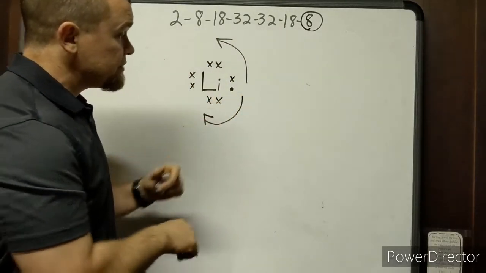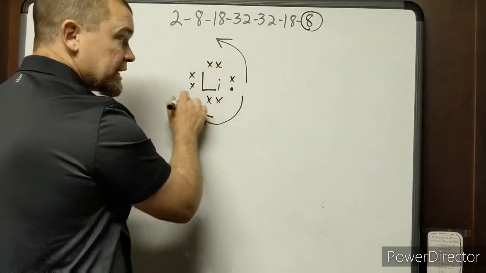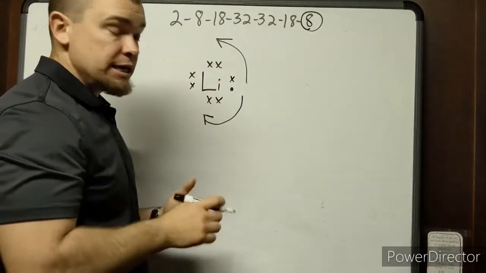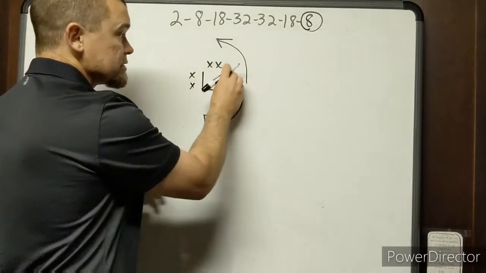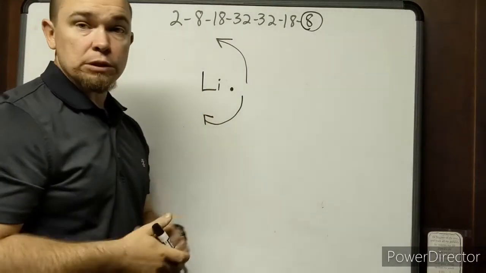With lithium, it only has its 1 dot here. I would not put any more dots on any other element until I've put at least 1 dot on each side. So lithium has its 1 valence electron, its 1 dot. That's what lithium would look like.